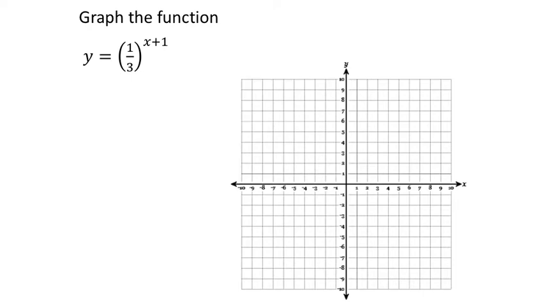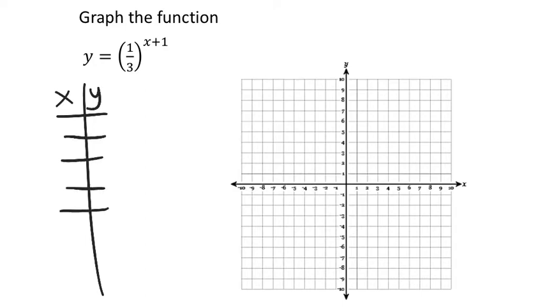Okay, so we got a base of 1/3, right? No problem. We can still make a table from this. And I'm still going to let the calculator do all the work for me, right? So again, I'm giving myself plenty of space in my table. Let's choose an x value that's 0 here. Again, 0 is nice because it's a very easy number to work with.